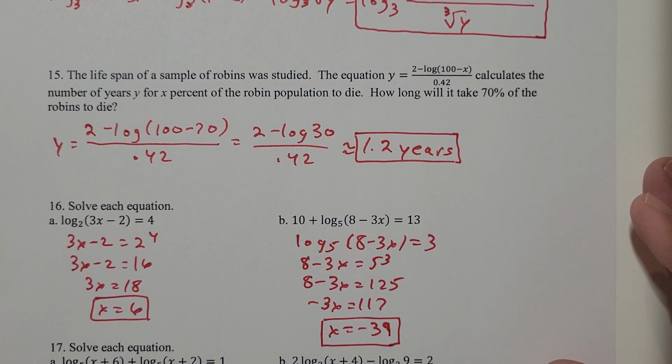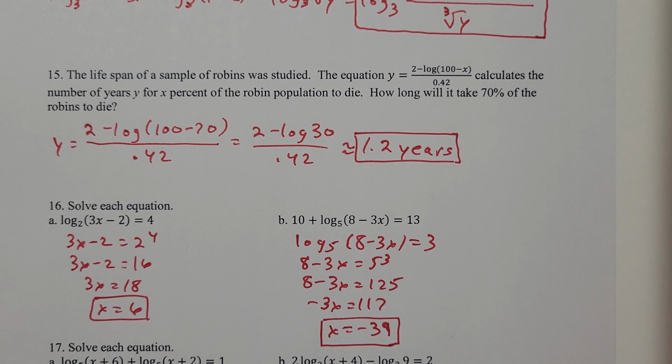Let's try problem 15 next. It says the lifespan of a sample of robins was studied. The equation y equals 2 minus log of 100 minus x divided by 0.42 calculates the number of years y for x% of the robins to die off. How long will it take 70% of the robin population to die off?